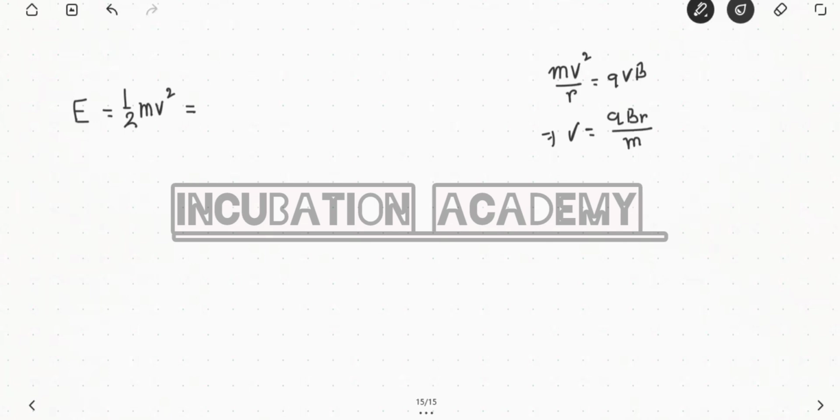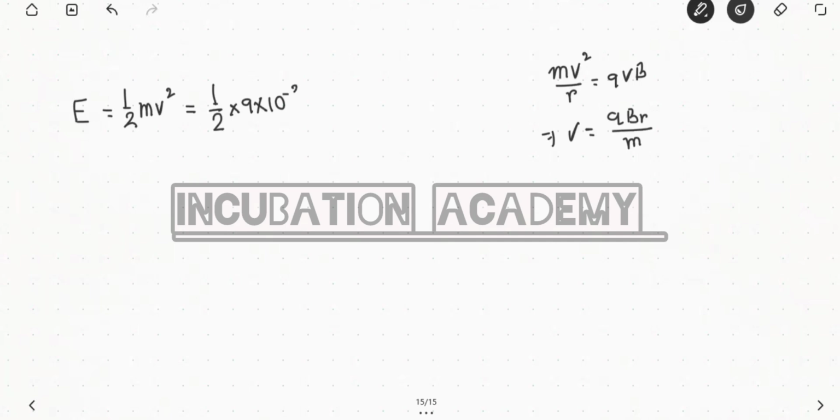So that is determined by the charge, the magnetic field, the radius, and the mass. And all are constant here. Velocity remains the same. But here I am not considering that the mass is relativistic. Actually, the velocity is of the order of 10 to the power 8, so the mass should be relativistic. But here I am considering that mass is not changing because nothing is said here.